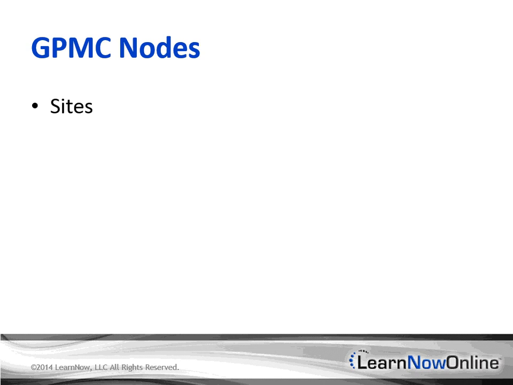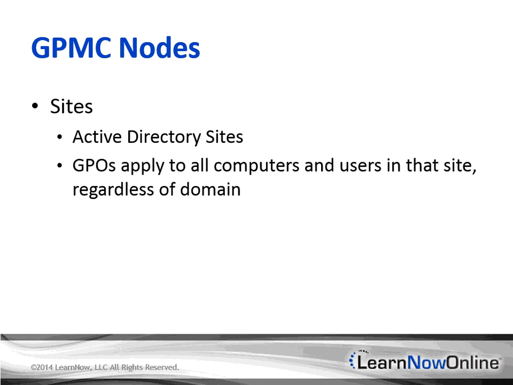Then we've got the sites node. The sites node presents Active Directory sites. You can right-click this node to show the sites within the forest. You can then right-click the site to link a GPO to it. GPOs linked to a site will apply to all computers and users in that site, regardless of the domain they belong to. However, if a domain is spread across multiple sites, site-level settings will only apply to accounts in that particular site.